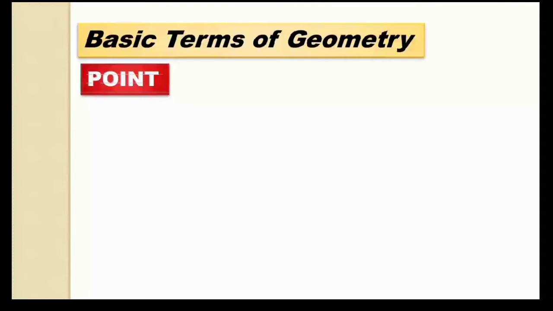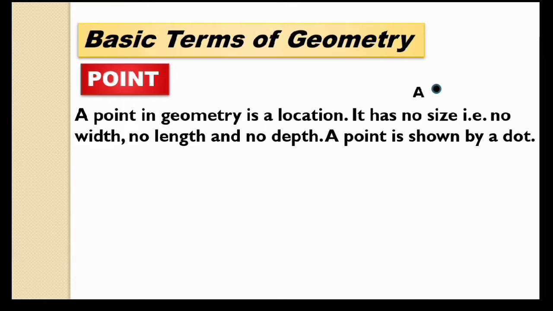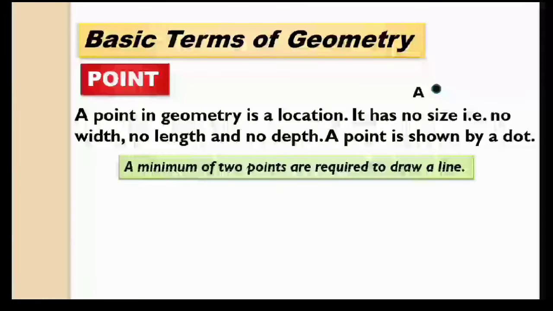First is point. Here you can see A is showing a point. A point in geometry is a location. It has no size, no width, no length, and no depth. A point is shown by a dot. As we know, students, we require a minimum of 2 points to draw a line.